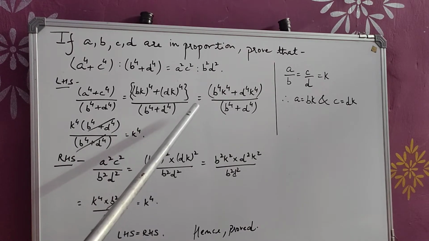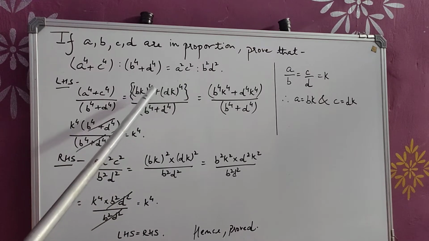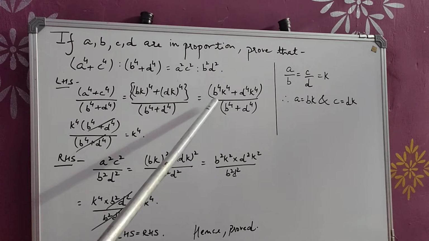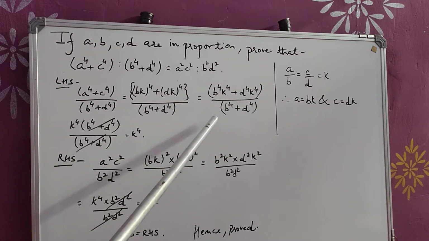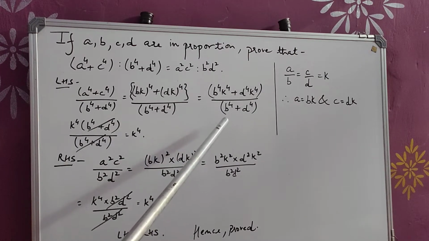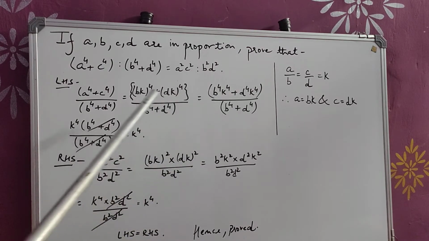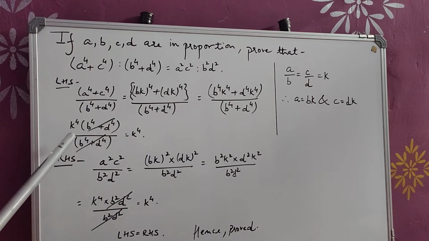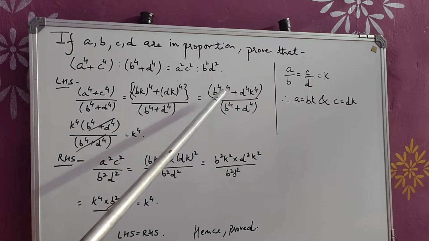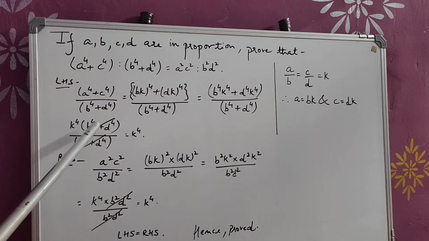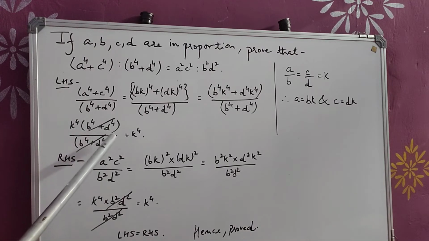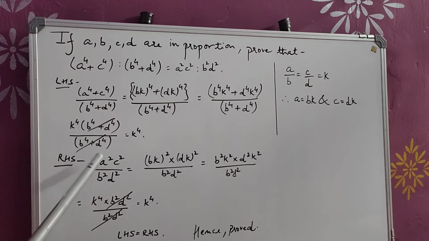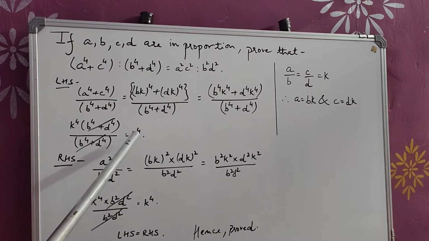Then this expression can be further written by applying the power 4 on the terms inside the bracket. So it will be B raised to the power 4 K raised to the power 4 plus D raised to the power 4 K raised to the power 4 upon the same denominator B raised to the power 4 plus D raised to the power 4. Now from these two terms in the numerator, we can take out K raised to the power 4 common. From the first term you are left with B raised to the power 4, and from the second term you are left with plus D raised to the power 4, upon the same denominator B raised to the power 4 plus D raised to the power 4. Now both these expressions are the same, so they can be cancelled, and we are left with just K raised to the power 4.